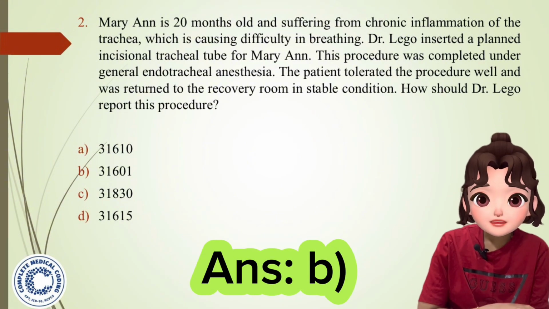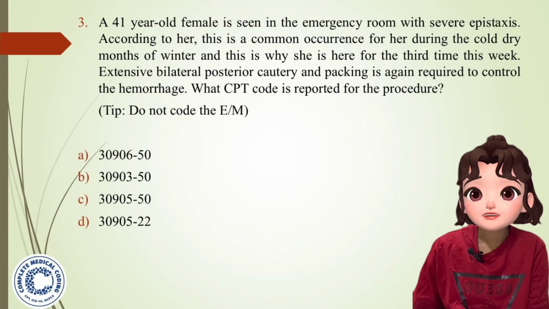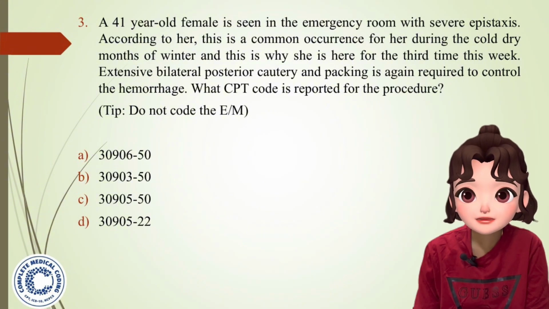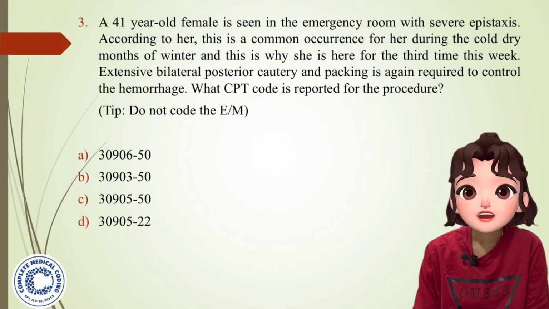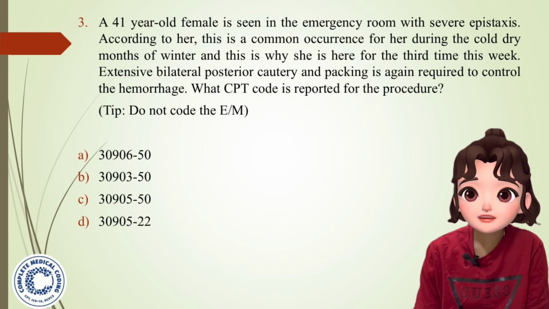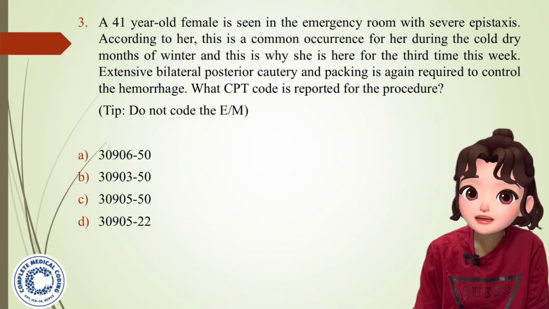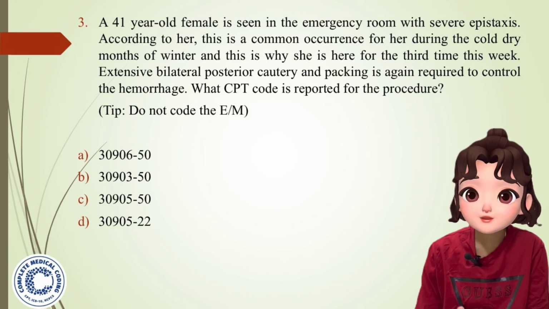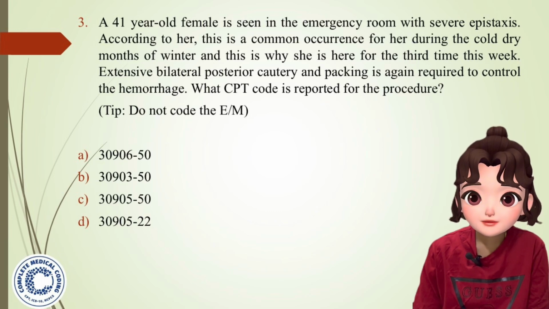Now, let's move to the third question. A 41-year-old female is seen in the emergency room with severe epistaxis, nose bleeding. According to her, this is a common occurrence for her during the cold, dry months of winter, and this is why she is here for the third time this week. See, indirectly they are telling that this is the third time this week. It's a repeat visit. Extensive bilateral posterior cautery and packing is again required to control the hemorrhage. What CPT code is reported for the procedure?